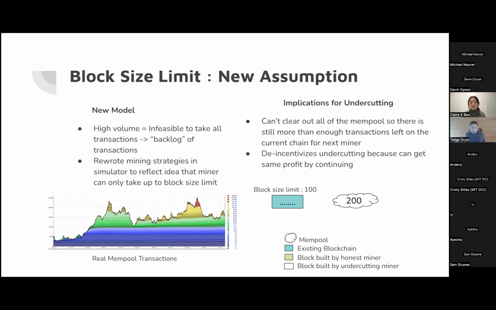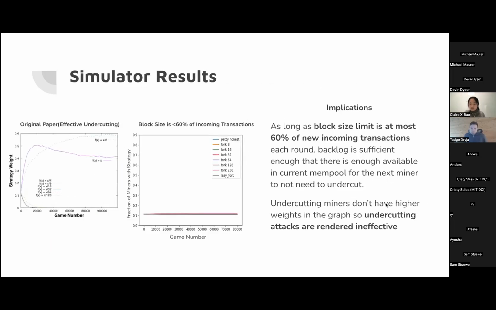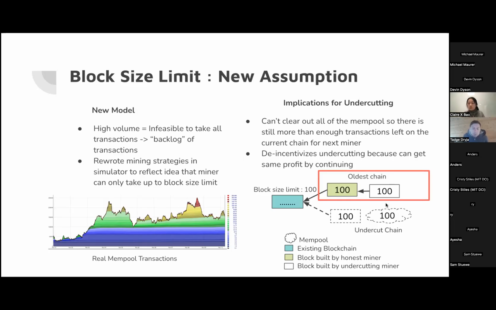Looking at a similar example as the last slide, if instead we're limited to only taking 100 transactions per block, then the first miner can only take 100 when building the block, leaving 100 in the mempool, which is more than enough for the second miner to make their block. So even if they wanted to try and undercut, they'll still get the same profit anyway, so they would end up just continuing and have no incentive to undercut.